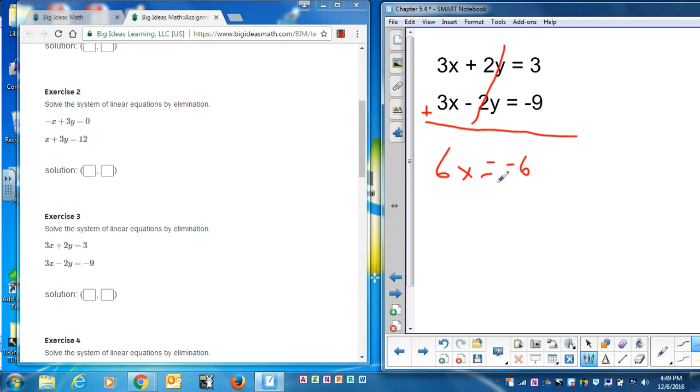And from there, you should be able to solve for x, put your answer here, and then solve for y, put your answer there, and that should be your answer, and then that will go here for your answer.